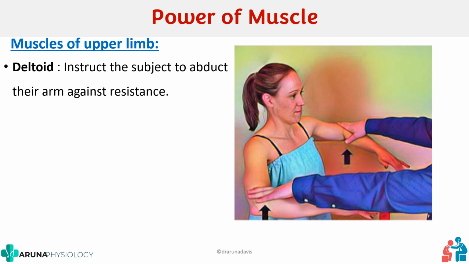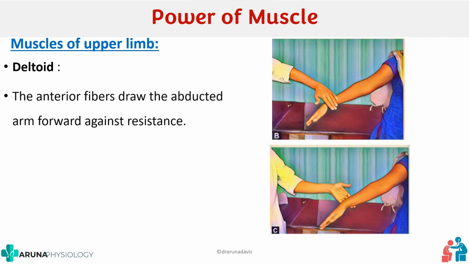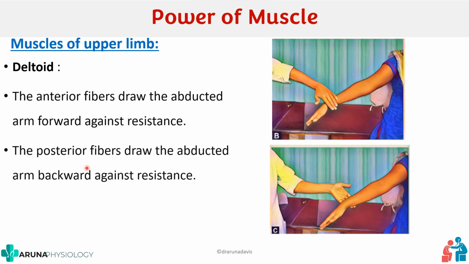Okay. Now remember, deltoid has got anterior and posterior fibers also. So to test for the anterior and posterior fibers, you can ask the person to draw the abducted arm forward. So see here in this diagram, the person is trying to pull the arm forwards, whereas the examiner is trying to resist it. Okay. Whereas the posterior fibers are going to draw the abducted arm backwards. So in this case, the person is going to swing his arm backward while the examiner is trying to apply resistance. So to test the deltoid, you've got 3 steps.